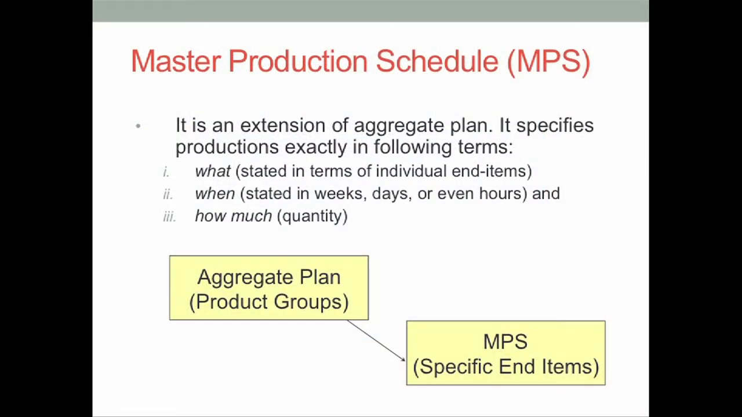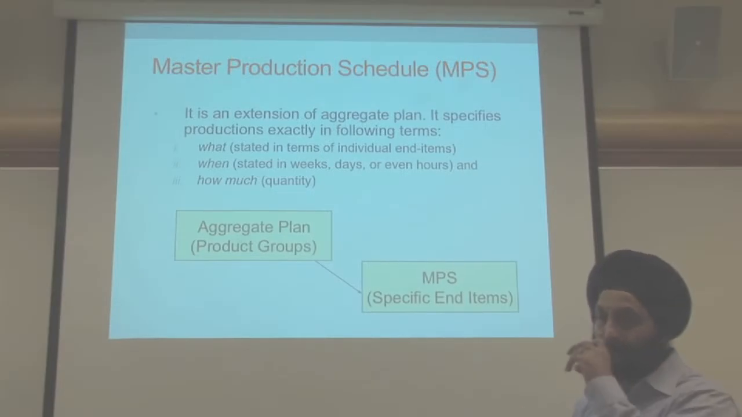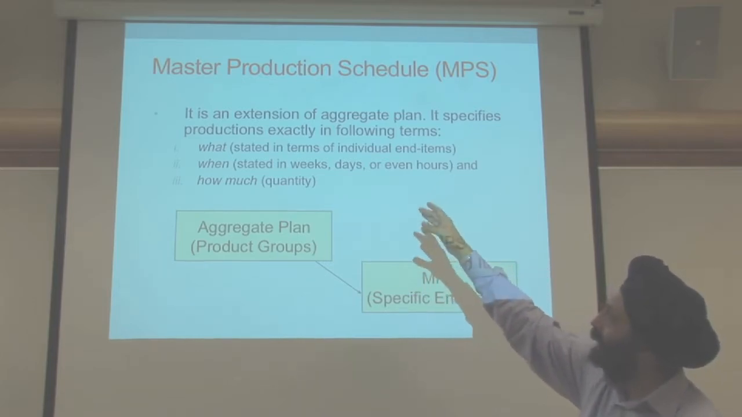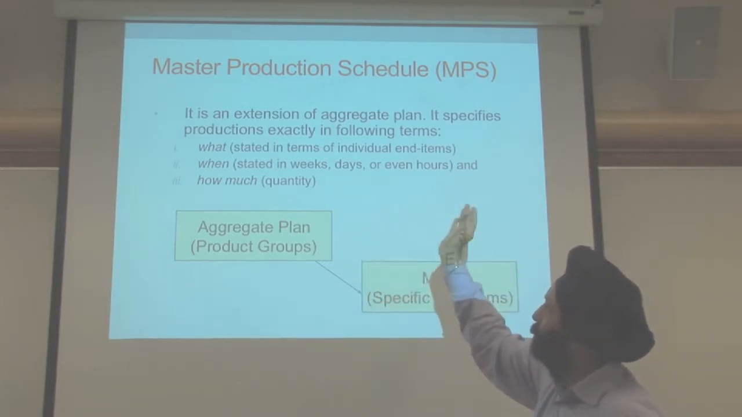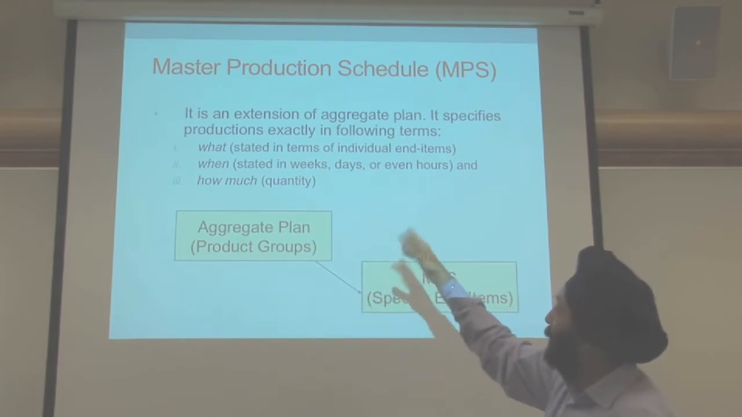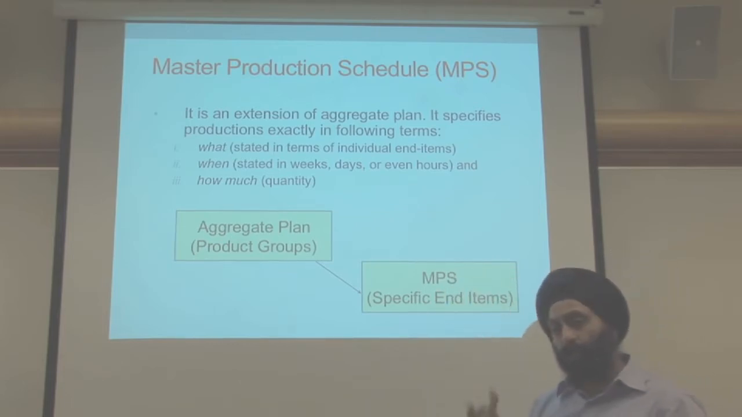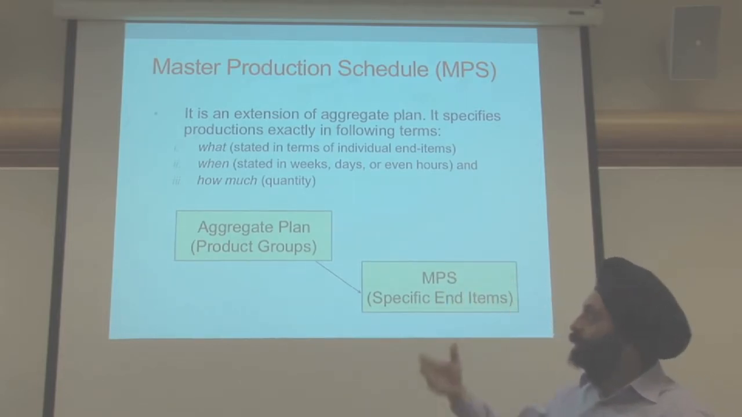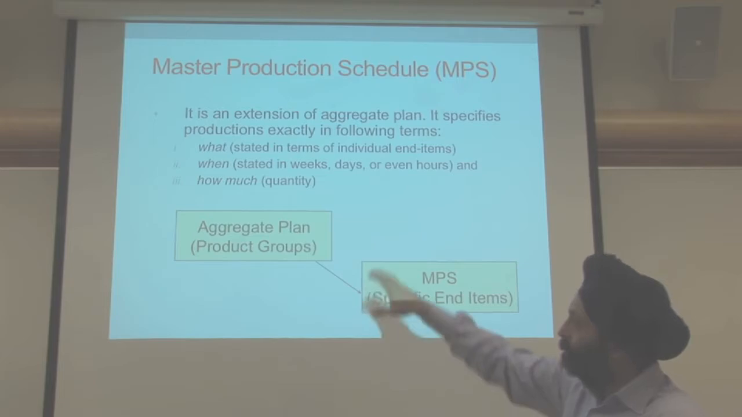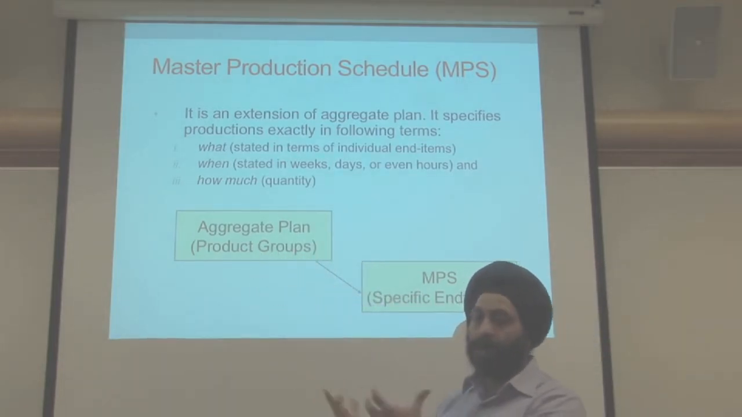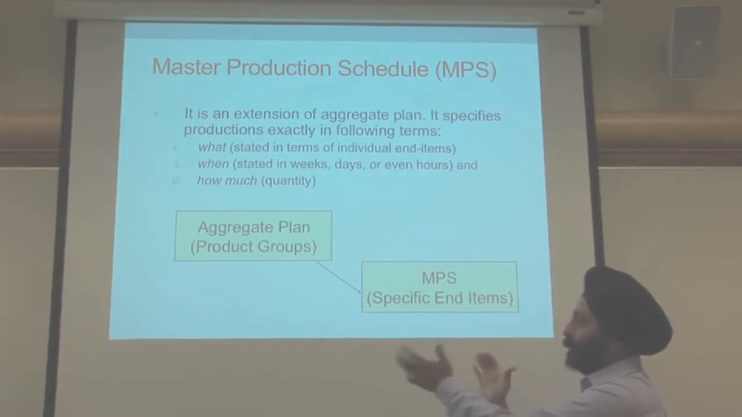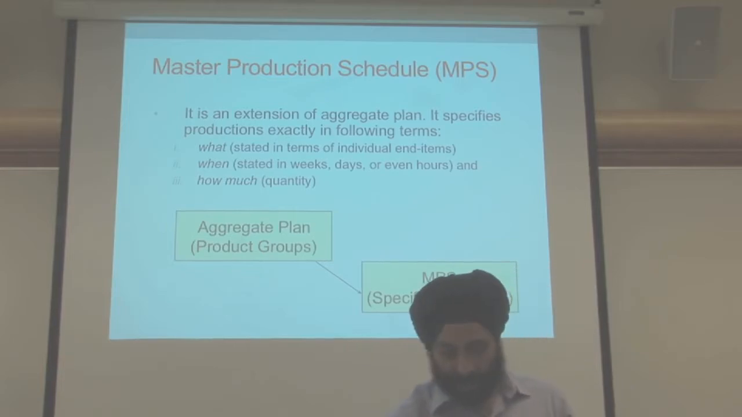Now, in terms of master production schedule, it's an extension of aggregate plan that was covered in the previous chapter. And it specifies production exactly in the following items. What, in terms of specific end items, finished goods that you are looking at, when are they needed in terms of weeks, days, or even hours, and how much. So once that mystery is solved as to what, when, and how much of a variety of goods are needed, from aggregate plan, which is basically taking care of product families or groups, comes master production schedule, which is looking at specific end items, as was discussed in the previous chapter.